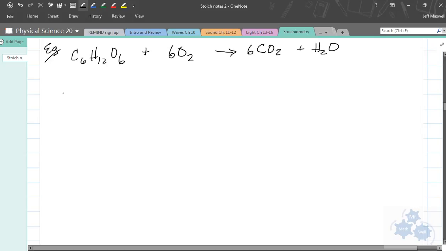Welcome to a stoichiometry problem. This is example number 2 in our class. So we're going to go over this here. I'm going to read the question, and we're going to go through all the steps and do the stoichiometry.